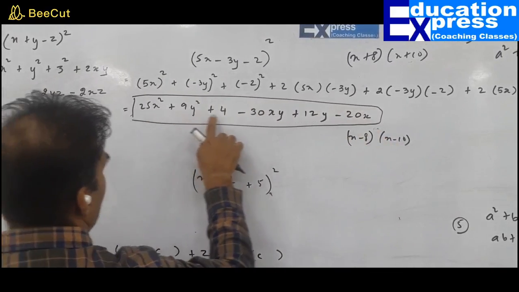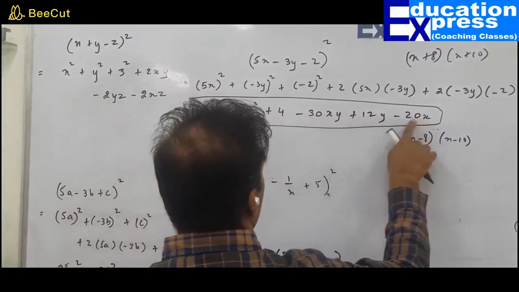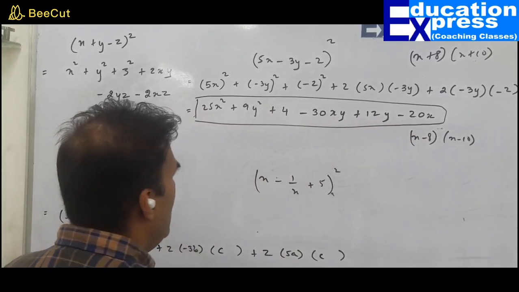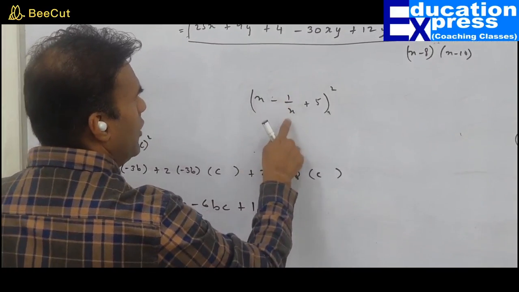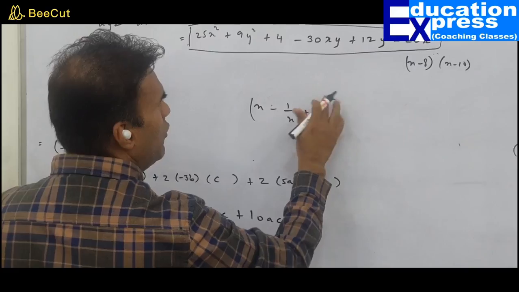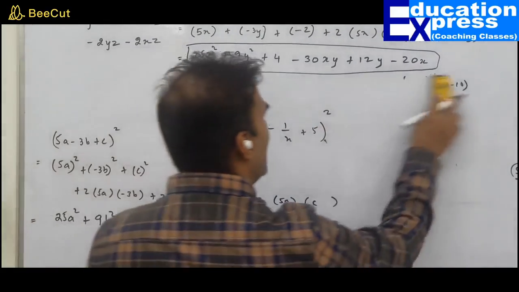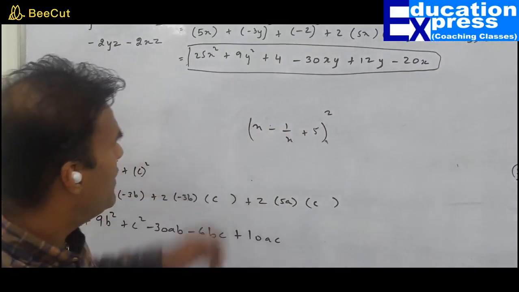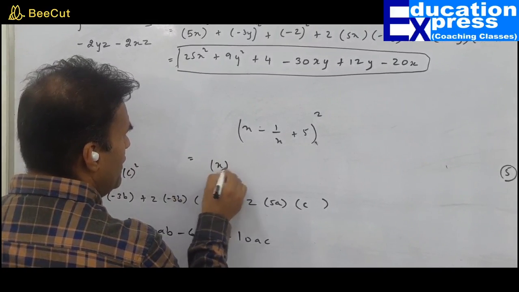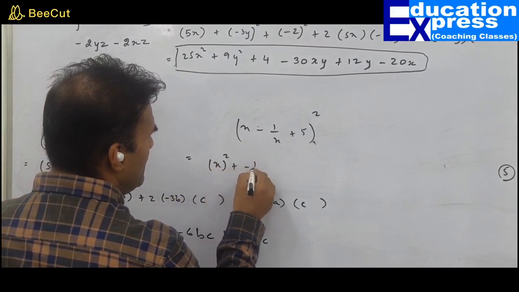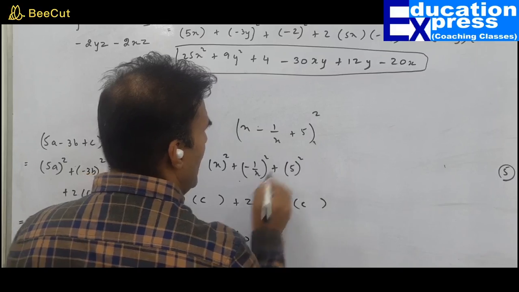If there are any like terms which you feel which can be added, no hesitation in adding them up. Alright, let's move on to the next question. X minus 1 upon x plus 5 the whole square. Again, we are going to treat this question exactly the same manner in which we have done the previous one. As we know, the formula a square plus b square plus c square.